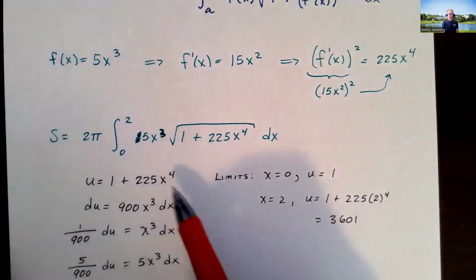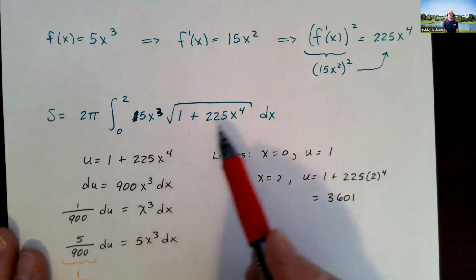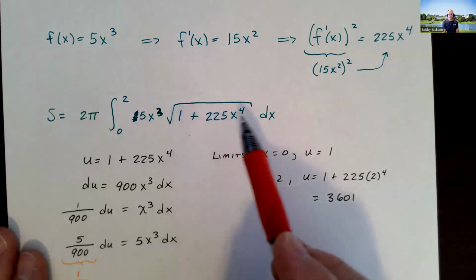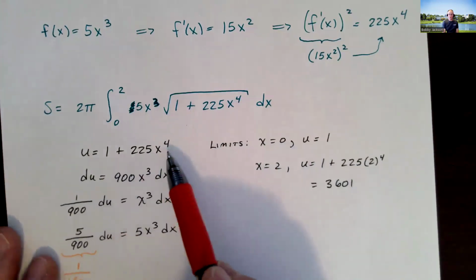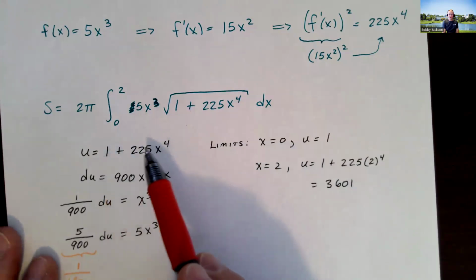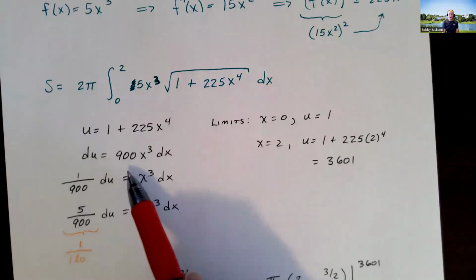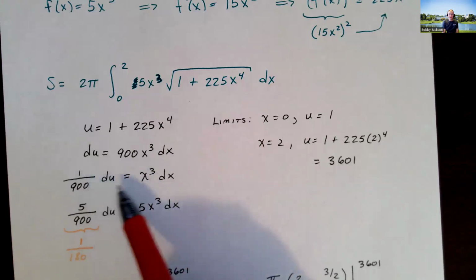I'm going to do a little substitution, obviously a change of variables, to evaluate this definite integral. I'm going to let u be the stuff under the radical. So what's the derivative of that? Of course, the derivative of 1 is 0. Bring the 4 down. I get 900x cubed. So du is 900x cubed dx. If I divide by 900 on both sides, I get this.